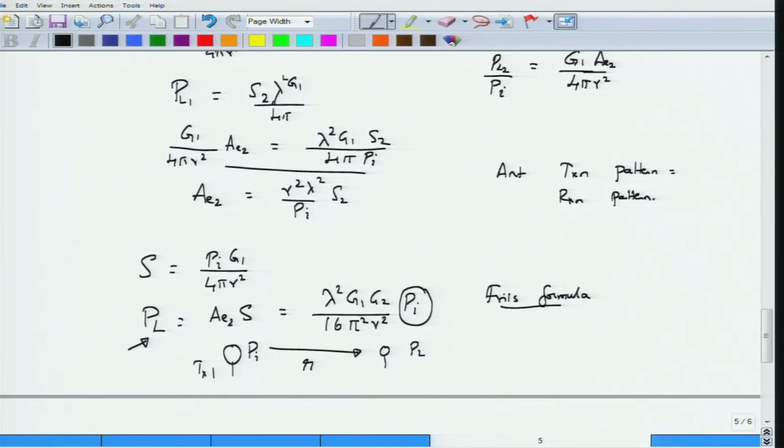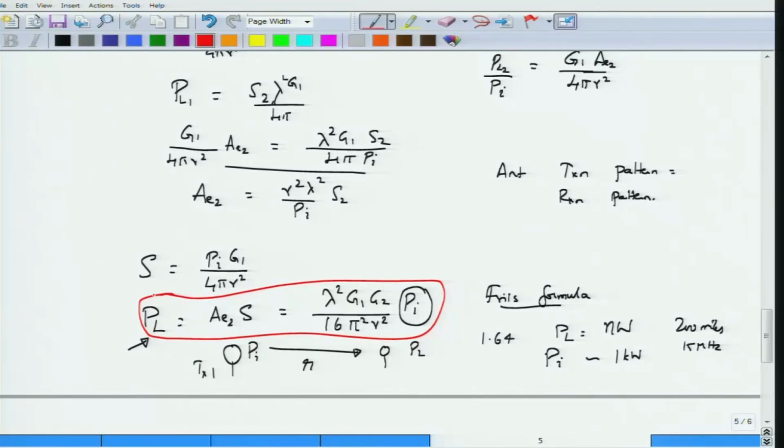For example, the gain of a half wave dipole would turn out to be 1.64. From the Friis formula, if you were to put in the numbers, you would have power delivered to the load in the order of nanowatts, while your input power Pi happens to be around 1 kilowatt. This of course assumes that the antennas are separated by around 200 miles and working at around 15 megahertz. The numbers are not really important, but what you have to understand is that the power delivered to the load is inversely proportional to r square.